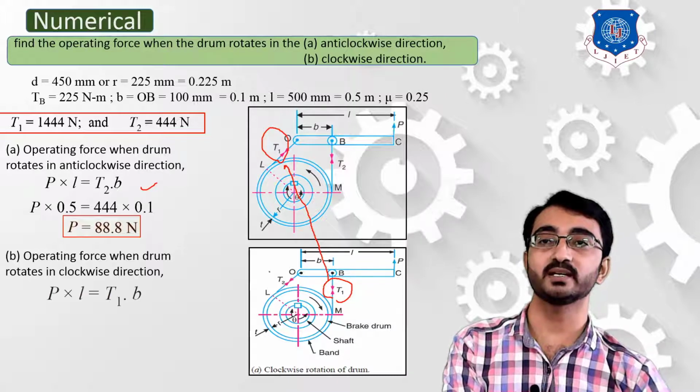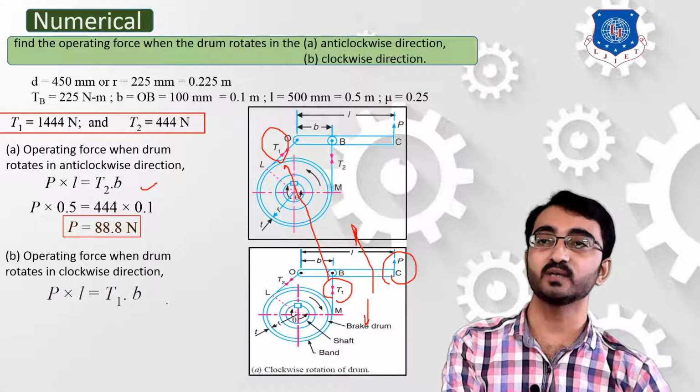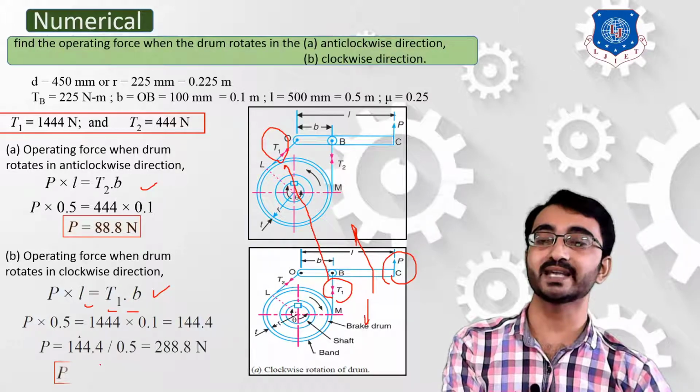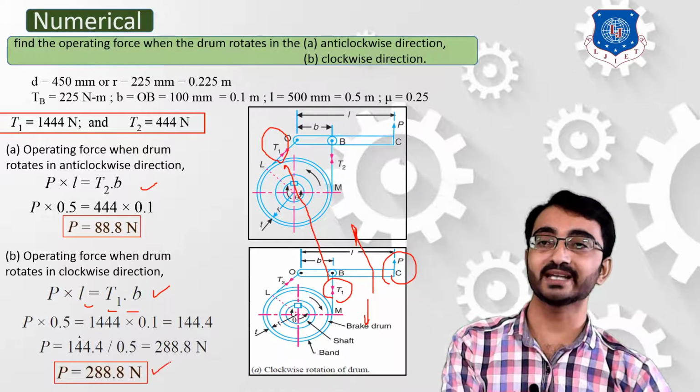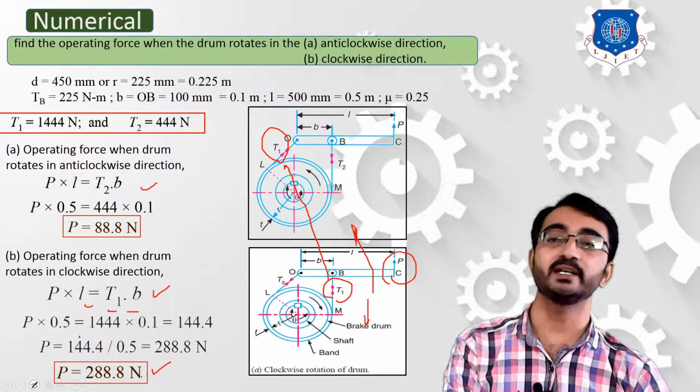From this condition, if we consider the equation of moment, P into L is moving in an anti-clockwise direction and T1 is moving in a clockwise direction, so that's why T1 into B. By putting the values of L, T1 and B, again we will get the second net external force, that is P force, which is equal to 288.8 Newton.